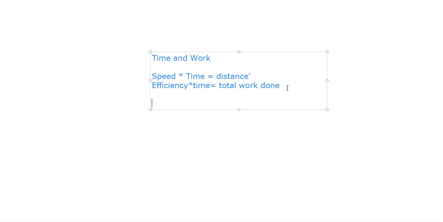Now, say for example, we have a bowl of biryani. Now the capacity of the bowl is 100 spoons of biryani. Okay, so that's the amount of biryani in that bowl. Now a person has an efficiency of eating 2 spoons a minute. Okay, 2 spoons per minute. So how much time does he take to complete 100 spoons of biryani?